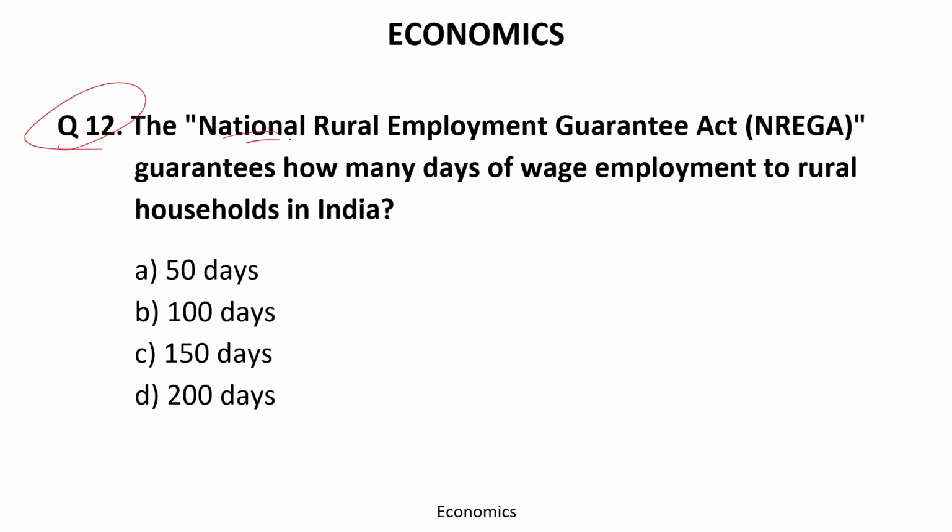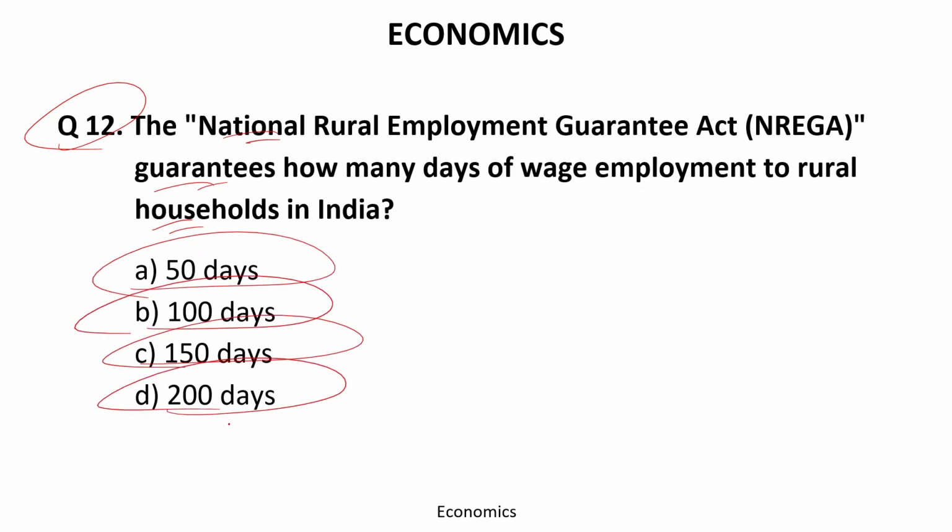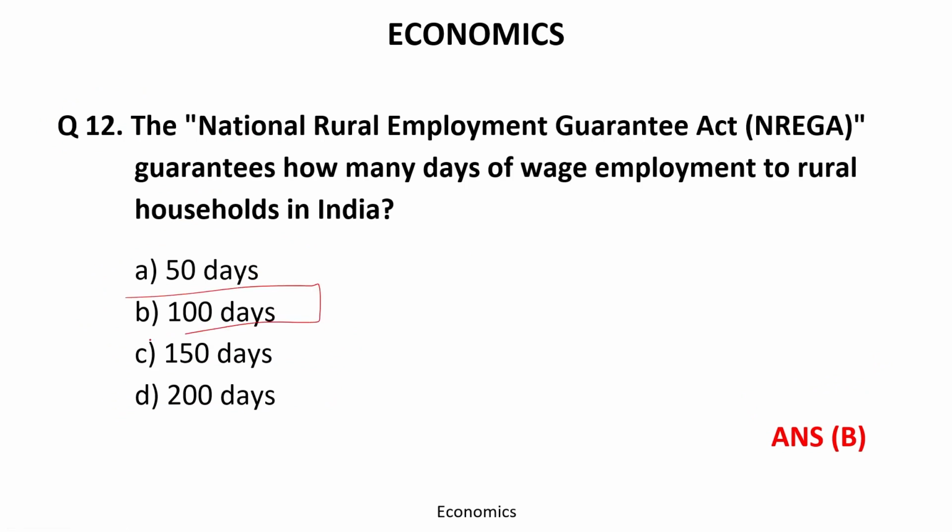Now the 12th question we have. National Rural Employment Guarantee Act, NREGA, guarantees how many days of wage employment to the rural households in India? 50 days, 100 days, 150 days, 200 days. 15 seconds you have to think and answer. Your time starts now. 1, 2, 3, 4, 5, 6, 7, 8, 9, 10, 11, 12, 13, 14, 15. Time's up. 100 days. Okay. To unskilled workers. Remember it.